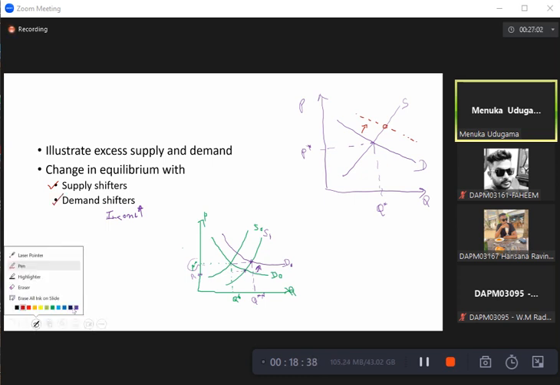For example, if there's new technology involved that boosts the yield, or if a lot of new producers come into the market, right, that will shift the supply curve, and then that creates a new equilibrium, right? So likewise, you can illustrate or explain this phenomenon using graphs, right? And now we can move to today's lecture.